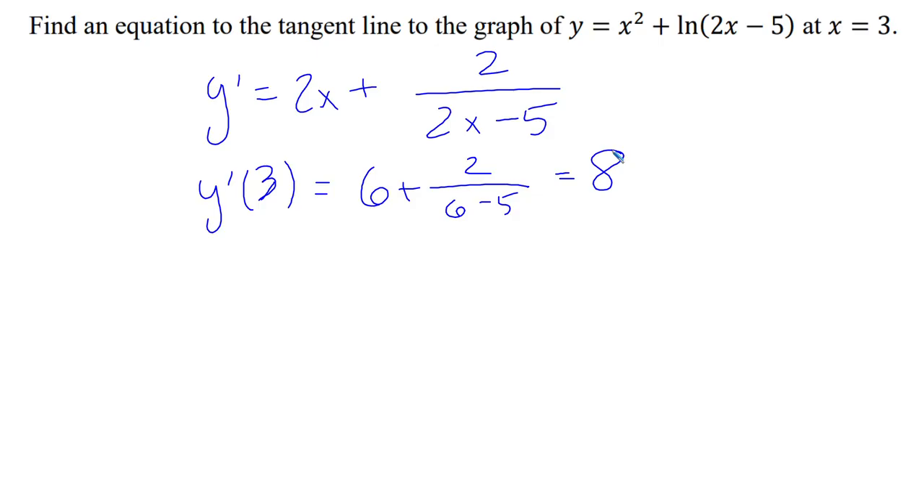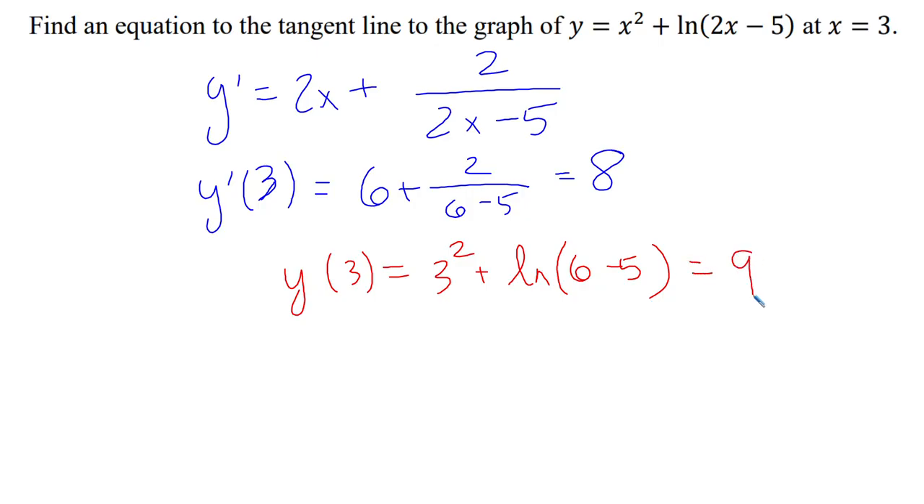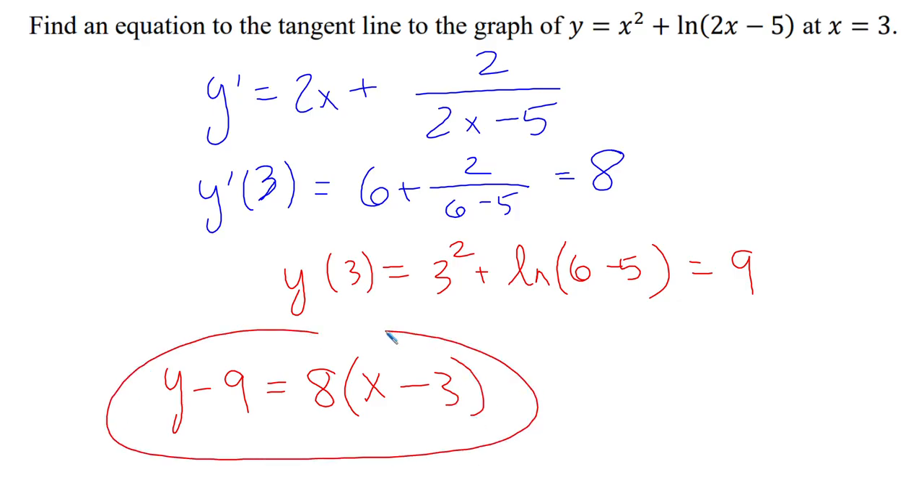So now we have the slope of the tangent line, and we just need the actual point for this. So we'll also figure out what y of 3 is. Y of 3 is going to be 3 squared plus the natural log of 6 minus 5. Well, 3 squared is 9, and the natural log of 1 is 0, so that's just 9. So our equation should be y minus that y value of 9 equals our slope of 8 times x minus 3.